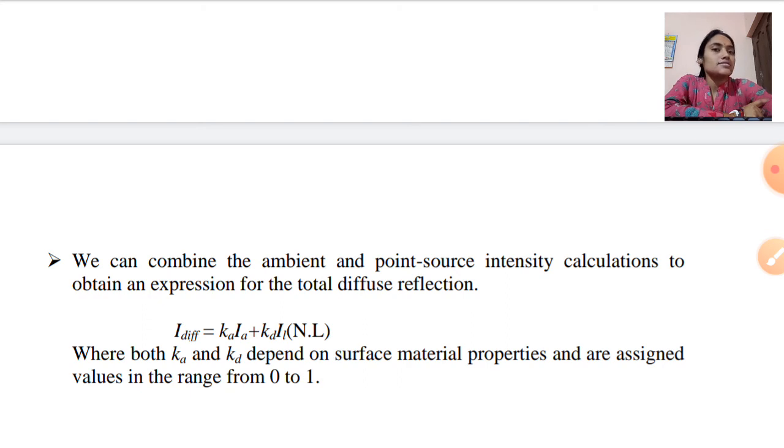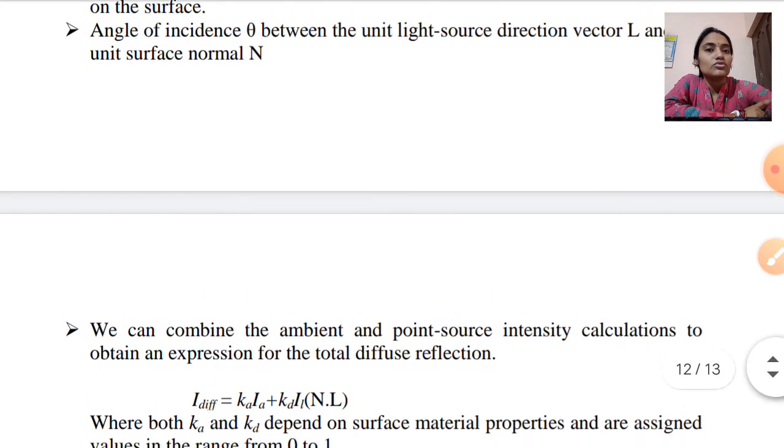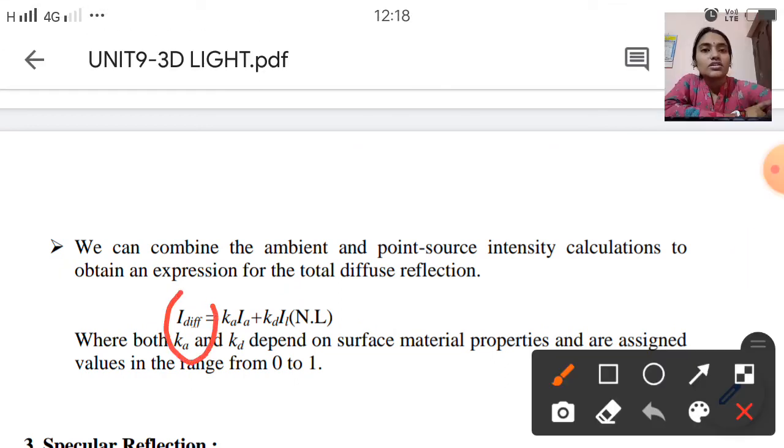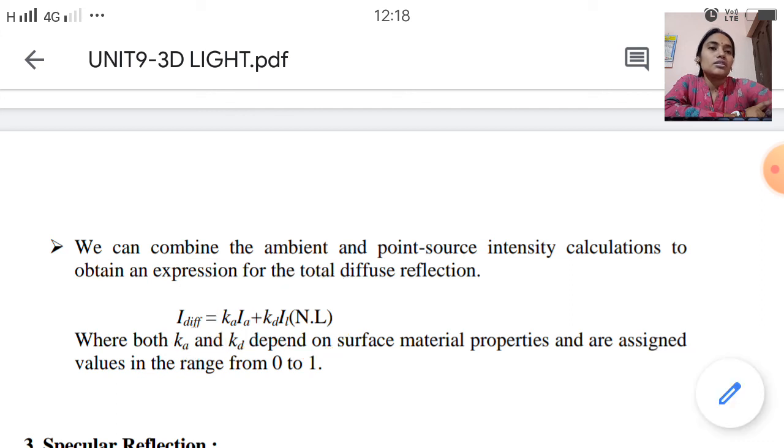K A and I A is the ambient illumination equation. The total diffuse reflection I DF equals first the ambient equation plus the diffuse reflection equation. When these two are combined, the total diffuse reflection comes out. Okay, so this is your diffuse reflection concept of the basic illumination model.